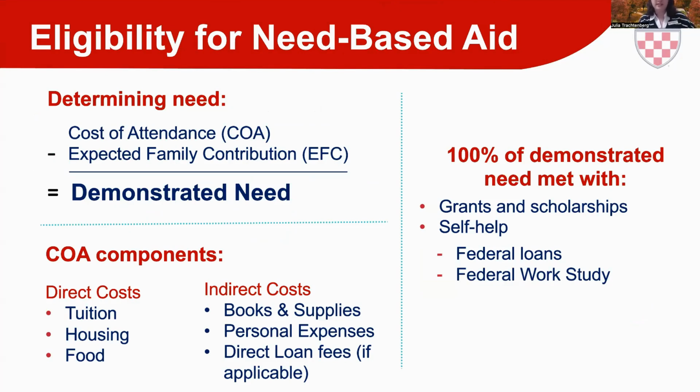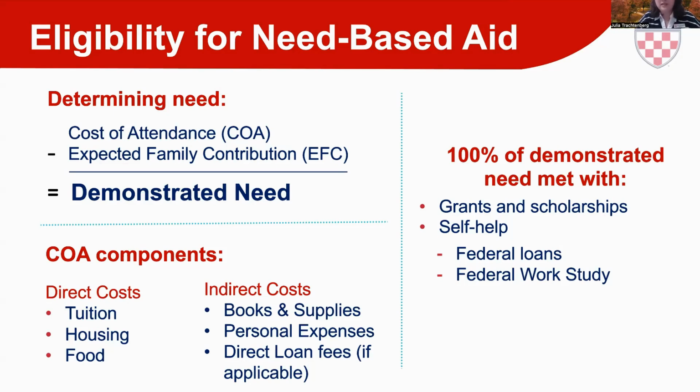So we have the cost of attendance, or your COA. That's going to be the estimated cost for 1 year at the University of Richmond. It's estimated because it's made up of both direct costs and indirect costs. Direct costs are going to be things like tuition, housing, and food that are billed by the university. And then indirect costs are going to be those other expenses that you may not pay to the university directly, but may come up throughout the year. So things like textbooks, other school supplies, personal expenses, and direct loan fees if you're borrowing federal loans. So all those components together make up your cost of attendance.